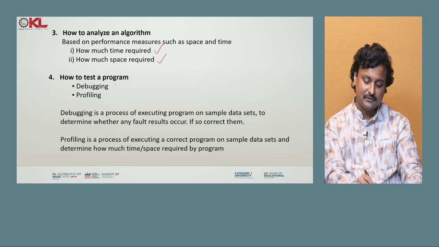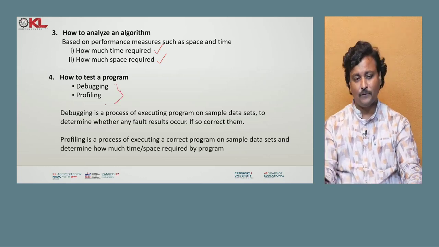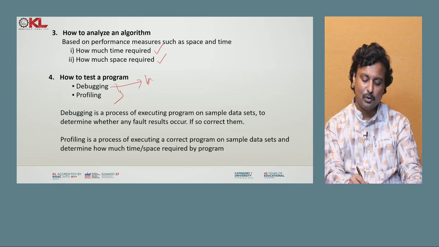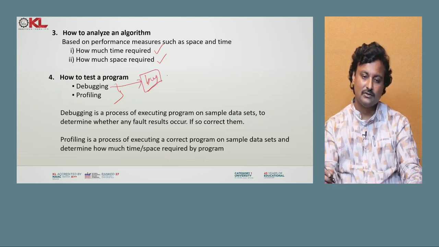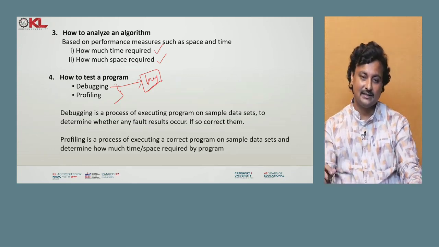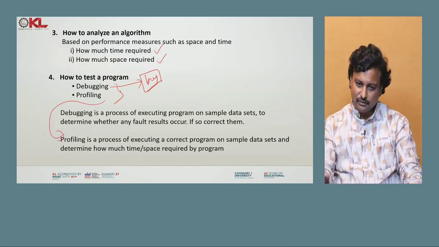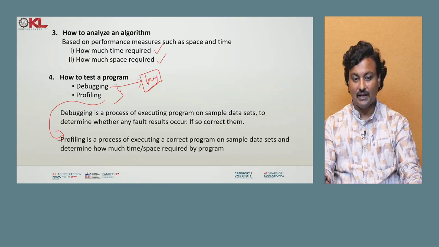We have two different types of strategies to test a program. One, debugging, and second, profiling. Debugging is a process of executing a program on sample datasets to determine whether any faulty results occur. Generally whenever we have a problem or error in the program, we call those errors bugs, and rectifying the errors is defined as debugging.